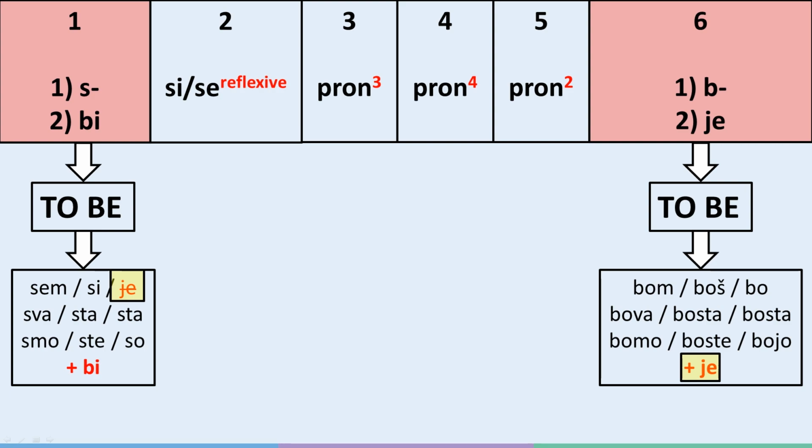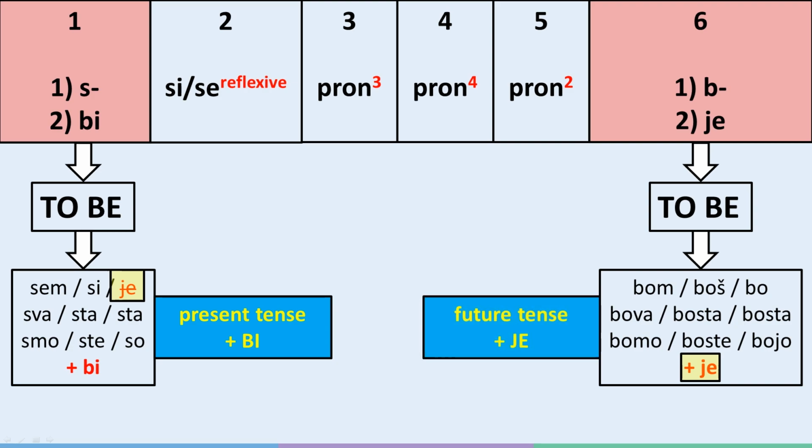So, to summarize, first place is reserved for the present tense forms of the verb to be minus the je, plus the word bi, that's b-i, which is a word that never changes and means would in Slovene. Sixth place is reserved for the future tense forms of the verb to be along with the poor ostracized je. That's about as easy as we can make it.